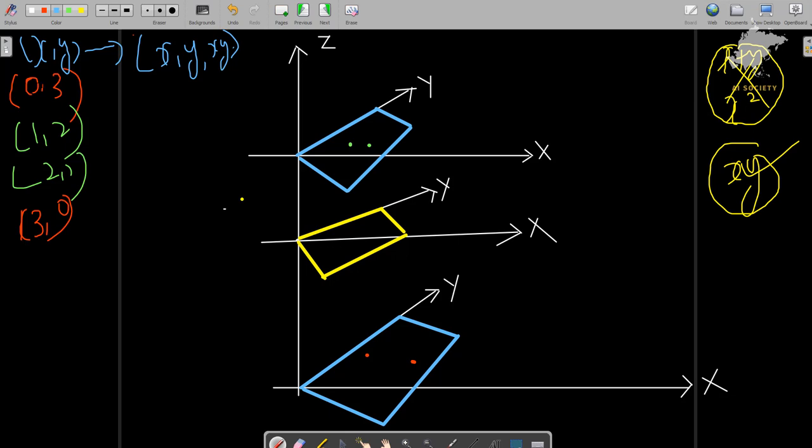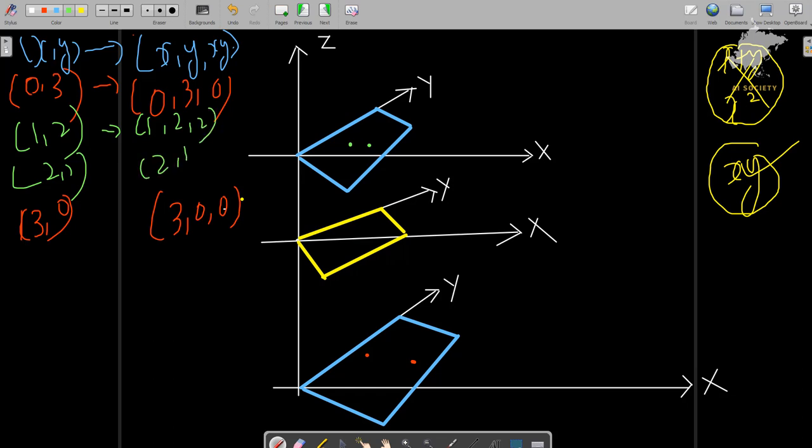If we take the point 0, 3, it will look like 0, 3, 0. For 3, 0, it is going to look like 3, 0, 0. And 1, 2 is going to look like 1, 2, 2, and 2, 1 like 2, 1, 2. So these are the xy values we are having. So let's try to implement that.